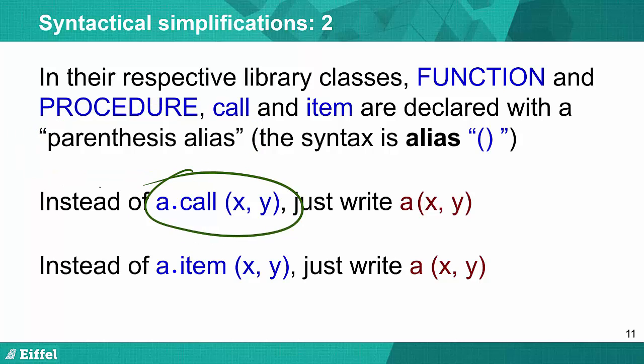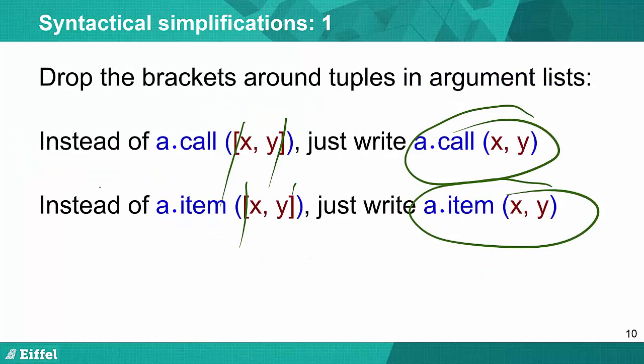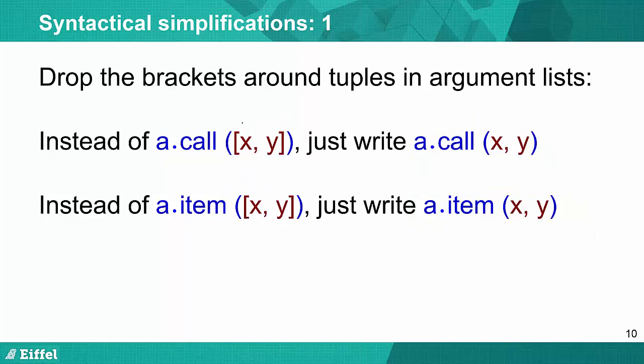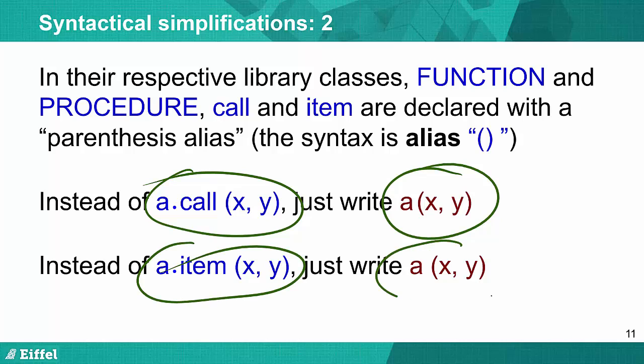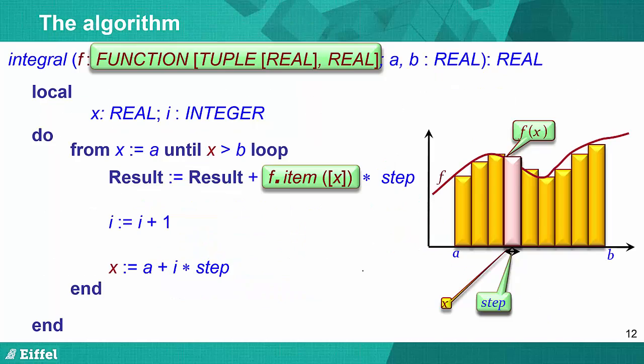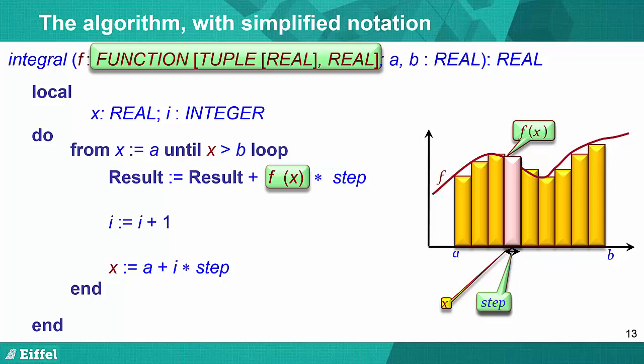y, which was already an abbreviation from the version with brackets, you can write just a of x and y. And instead of a.item of x and y, you can write just a of x and y. So in our example, with initially f.item of x with item and with the brackets, we can simplify this and write this just as f of x.